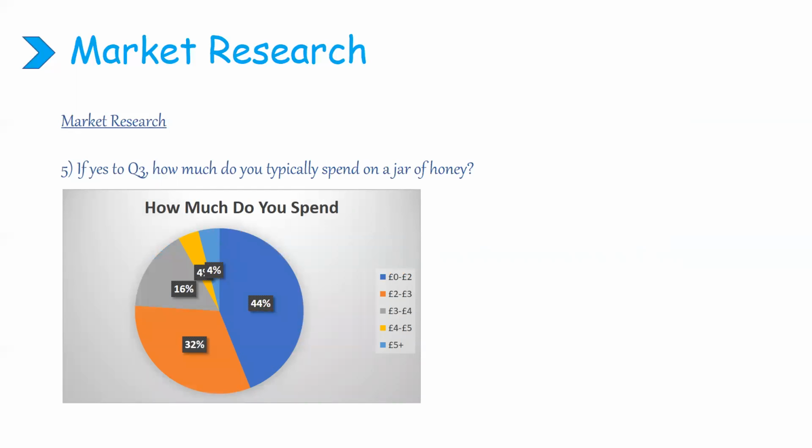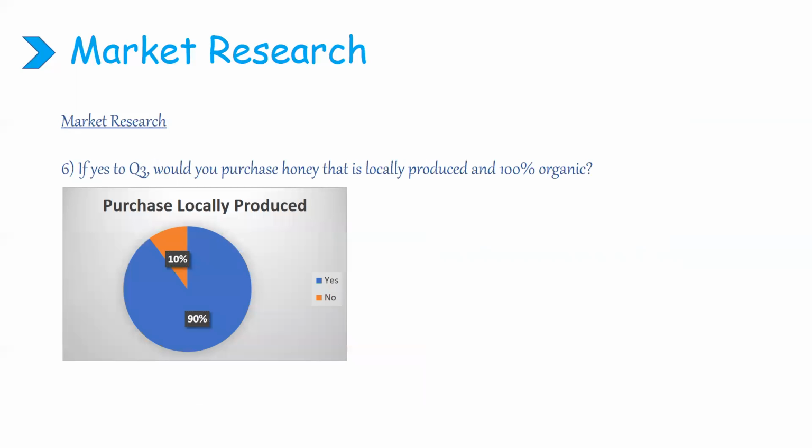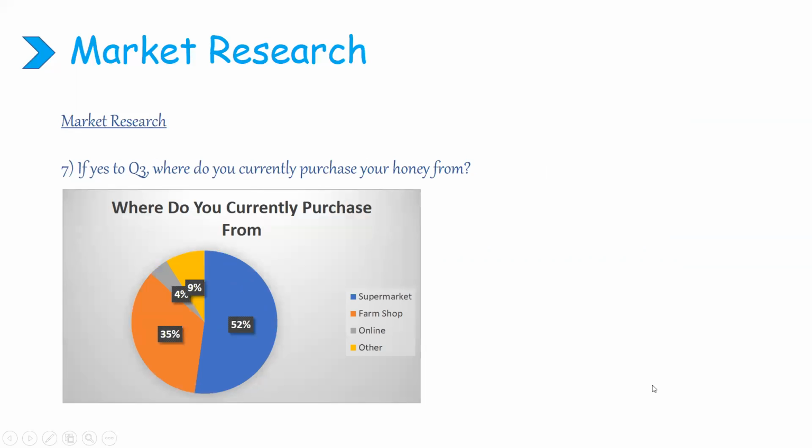Then I did the question, obviously, how much do you spend on honey? So I graphed that one there. Then I did, if local, would you purchase locally produced honey? Yes, apparently they would. So you can see that it's going well so far for me on this one. Where would you purchase it from? Well, most apparently get it from a supermarket, so you can see my main rivals, but some go to a farm shop.